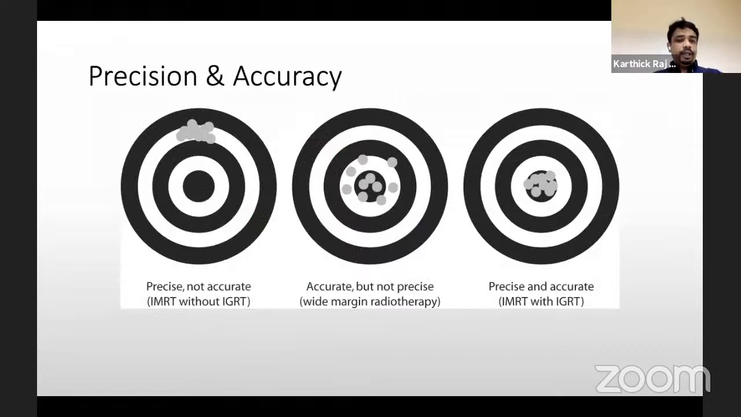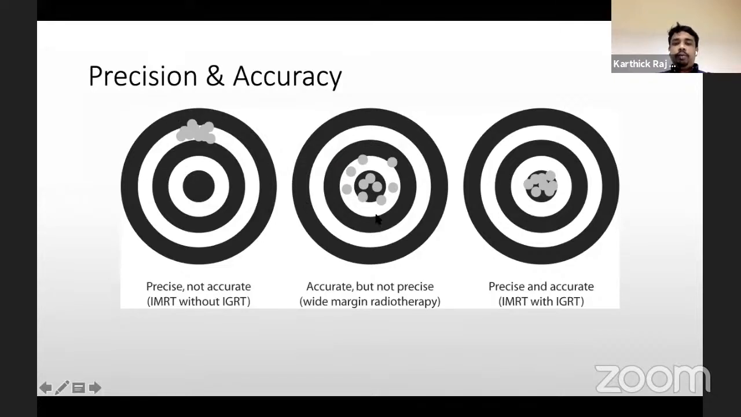We need to be a little bit precise about the terminology we use in radiotherapy, especially what is precision and accuracy. For example, you're treating a patient with highly conformal radiotherapy, like IMRT or VMAT, in a department, but you don't have a proper imaging system in place. There are a lot of such situations. You do highly conformal 3D conformal radiotherapy and you don't have an imaging system. You can treat conformally, so you are treating precisely, but you are not treating very accurately.